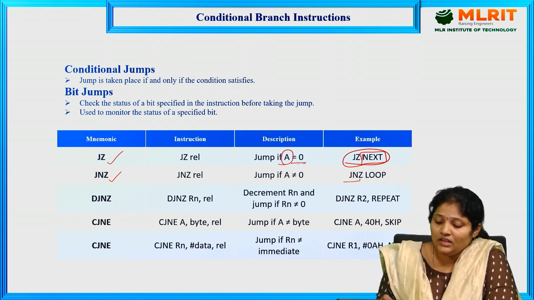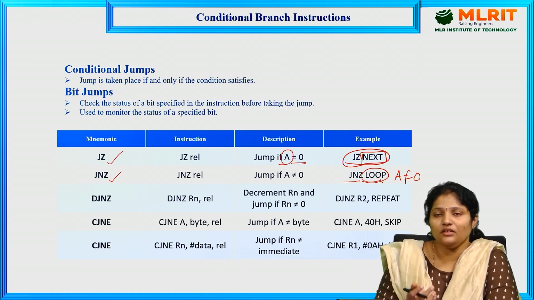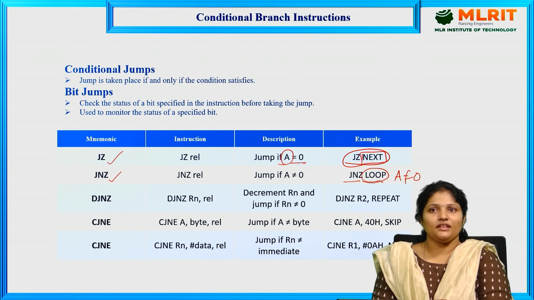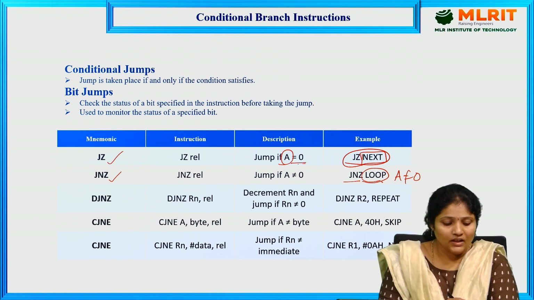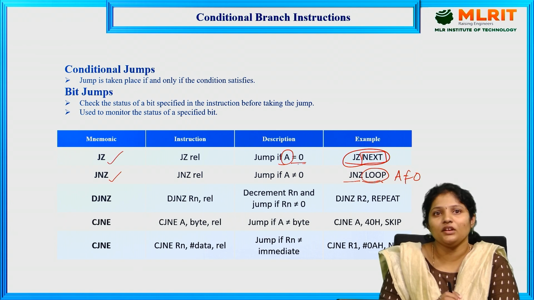Here, JNZ, after executing this instruction, it will check whether A is not equal to 0. If A is not equal to 0, then it will change to the address location. Here, loop is the label. Coming to the next instruction, DJNZ. Here DJNZ means decrement the register and jump if not 0.